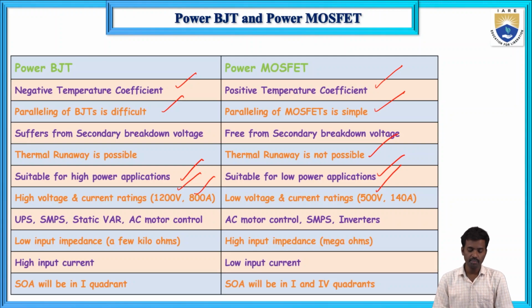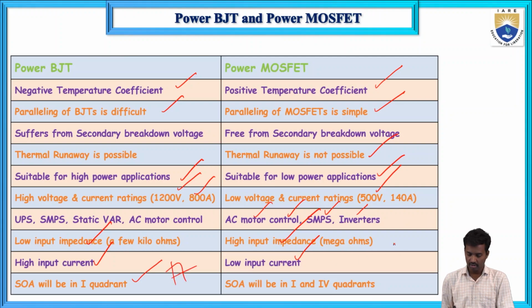And what are the applications of power BJT? It can be used in inverters, SMPS and AC motor control. And for power MOSFET we use UPS, SMPS, static VAR, volt ampere reactive, and AC motor control. And next, BJT has low input impedance and MOSFET has high input impedance. BJT has high input current, MOSFET has low input current. BJT's safe operating area is in the first quadrant, and MOSFET's is in the first and fourth quadrants. So this is regarding power BJT and power MOSFET.